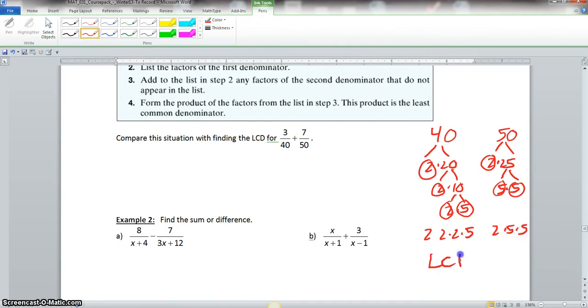Now to build our LCD, what we would do is this here. We'll look at what they have in common as far as the digits. Both of these values have 2 in them, but the one that has the most 2s, that's what you list down here in your LCD. So that takes care of all of the 2s. And we do the same thing for the 5.